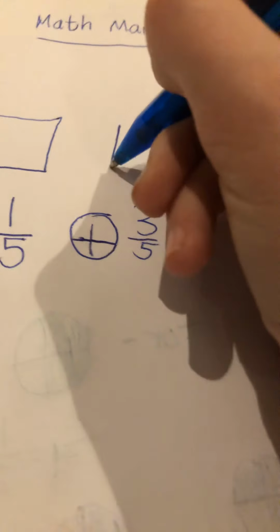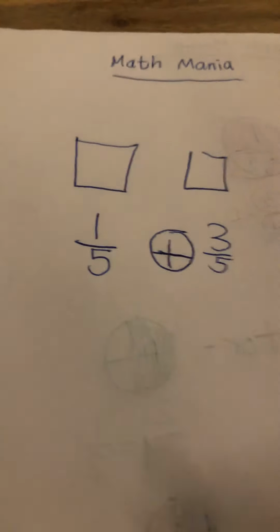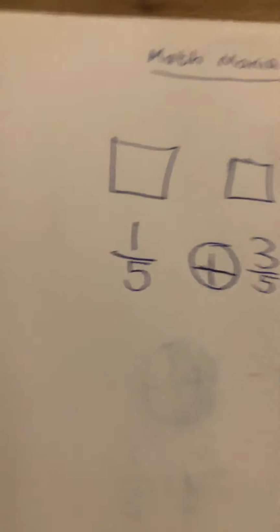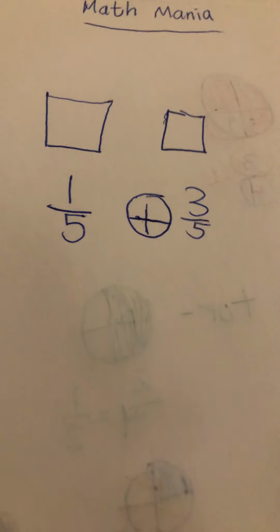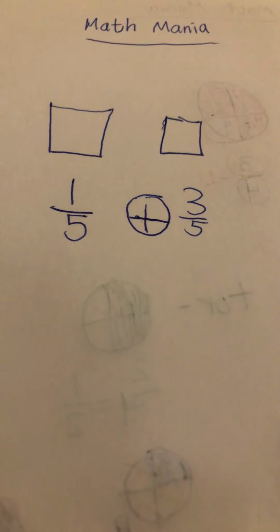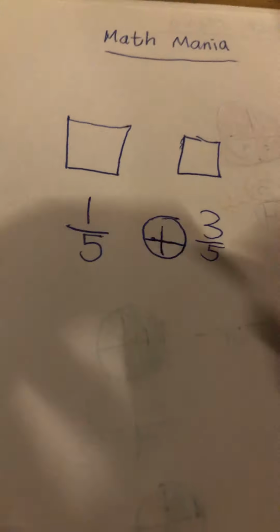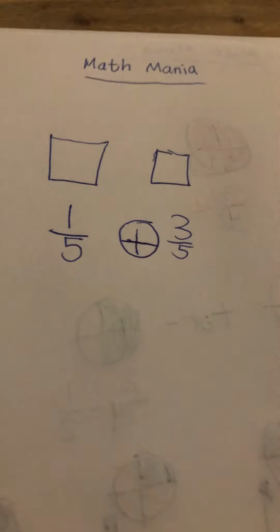So I'm gonna give you a square, 2 squares. Those aren't very good squares. And I want you to try and do this problem. Pause the video and try to do this problem. Okay, so if you've done the problem, let's see if you've done it right.